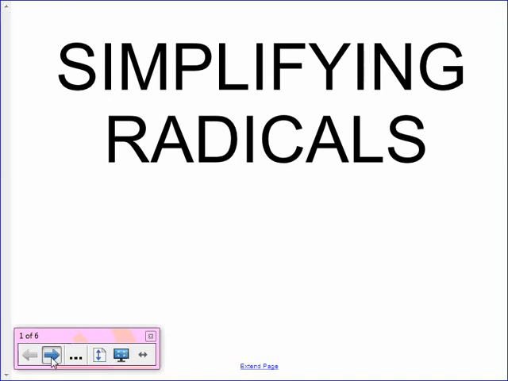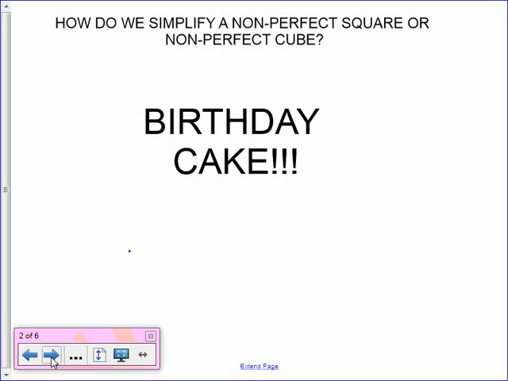Okay, so how do we simplify a non-perfect square or non-perfect cube? We use the birthday cake method. Okay, and again, the birthday cake method is all about prime factorization. Okay, so this tells us prime factorization.